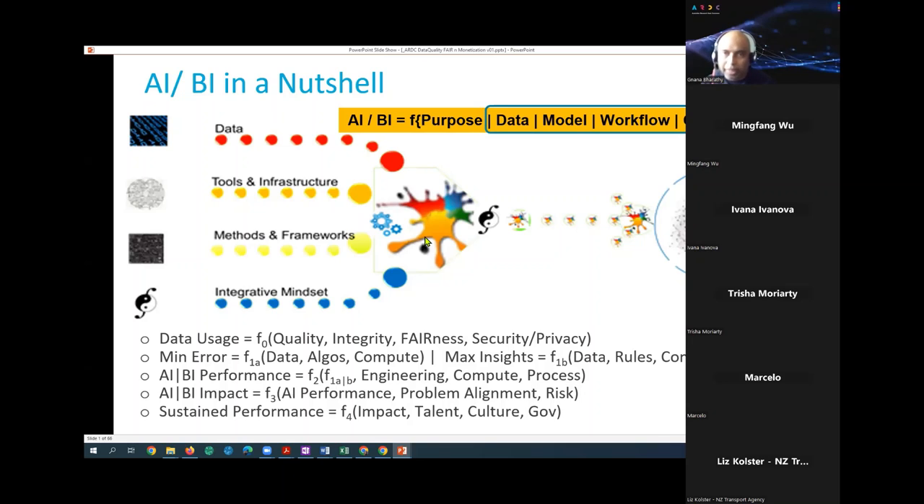So if we were to describe it in a pseudo equation, the data usage depends on quality, integrity, of course, as we recognize, fairness and security and privacy, etc. And the process of raising data towards wisdom, in the case of AI, is all about minimizing the error using data, algorithms, and compute. In the case of insight generation directly from the data, it's all about applying rules and compute on the data to come up with insights. This is, I see, the primary difference between AI and BI. And that is for just the model.